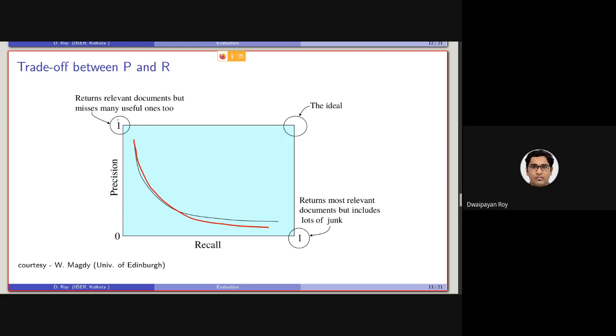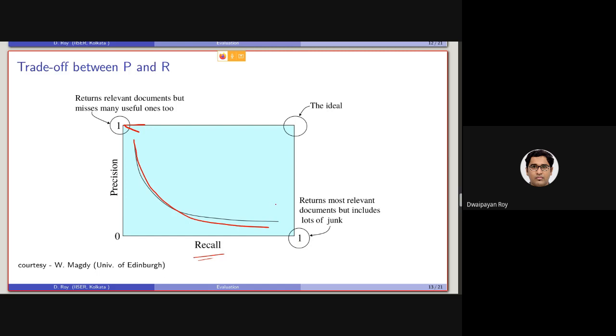If we get a precision of 1, that means it returns relevant documents but misses many useful ones, because recall is almost 0, if we consider this straight line in the first place. Precision is 1, but we are missing out. After retrieving some relevant documents, the precision will definitely be falling, because together with retrieving the relevant documents, which increases the recall, the precision will be decreasing. Every time we perform a retrieval, we will be retrieving some relevant documents as well as some non-relevant documents.